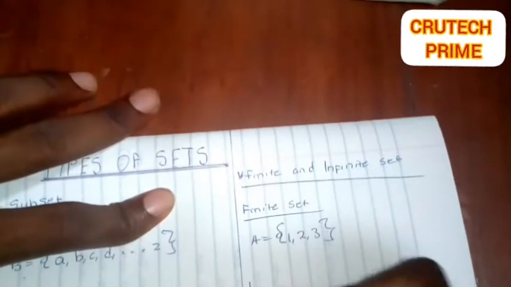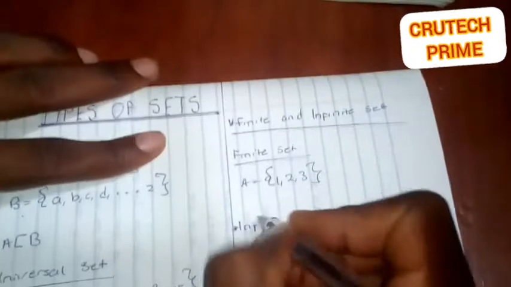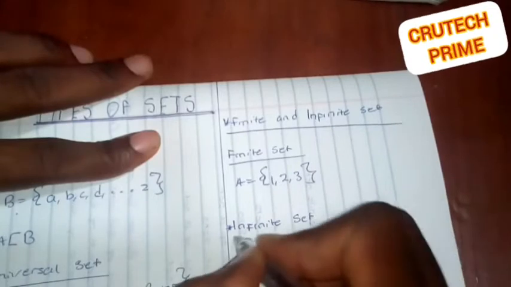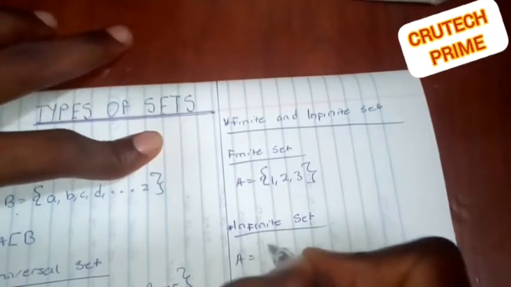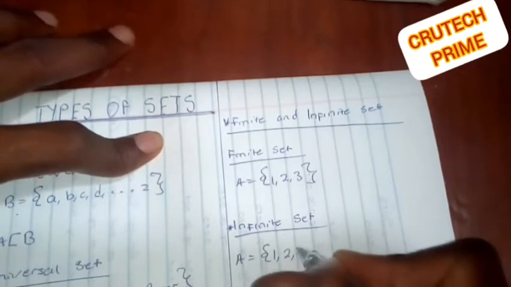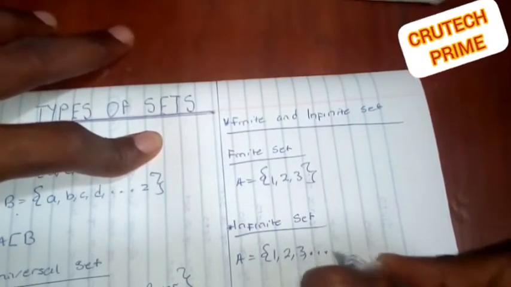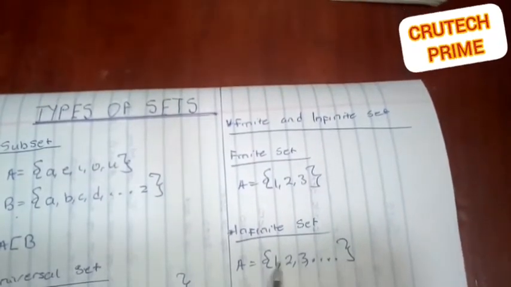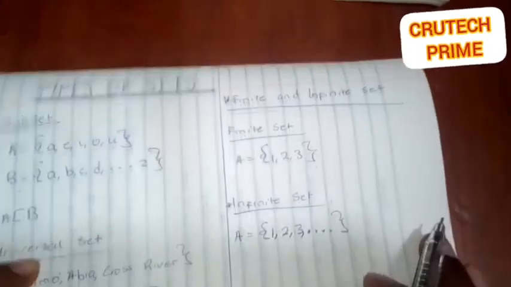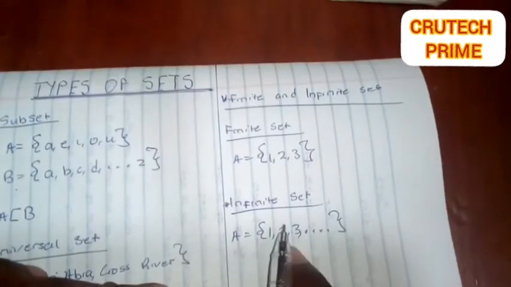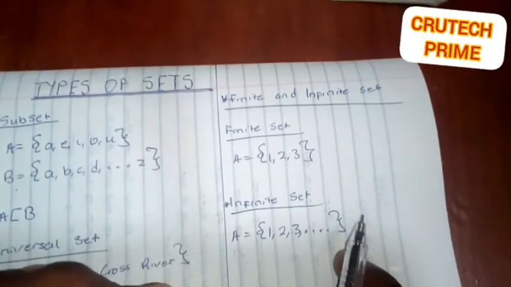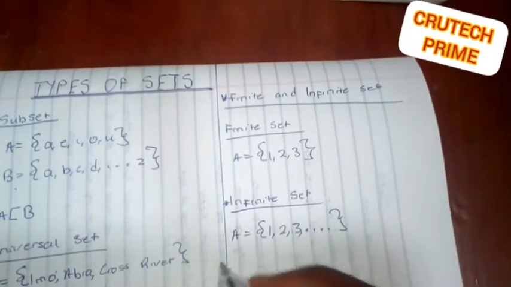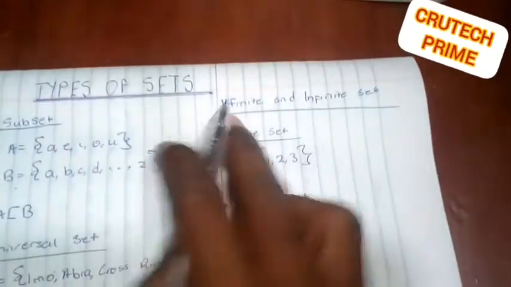Let's go to infinite sets. You have the set A that contains elements 1, 2, 3. Now this is a continuous sequence: 1, 2, 3, and so on. This is an example of an infinite set because you cannot count the number of elements and you can't be specific about the number of elements in the set. That is for infinite sets. So these are all under finite and infinite sets.